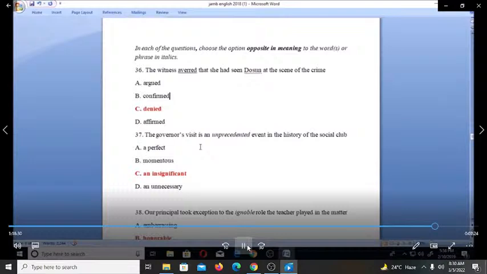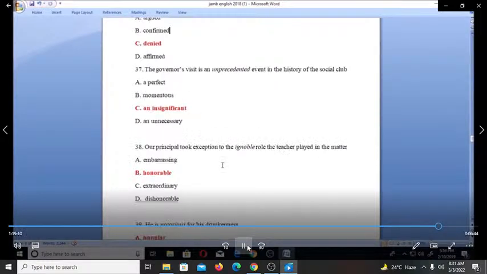37. The governor's visit is an unprecedented event in the history of the social club. Here we have unprecedented as the one in italics. So which word is opposite to the meaning of this? A, perfect, B, momentous, C, an insignificant, D, an unnecessary. So for unprecedented, the opposite is an insignificant, because unprecedented is a very huge event, a big one, whereas insignificant is a smaller one, or something that does not have much impact. So C is the answer.